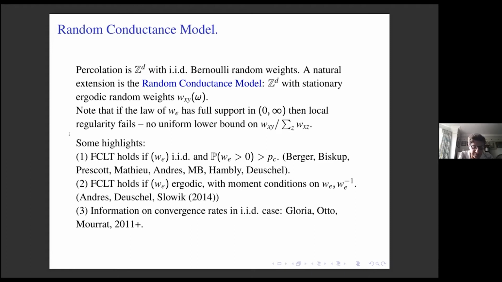Let me quickly mention some highlights of the work on the random conductance model. If the edge weights are IID and the probability that W_e is positive is strictly bigger than p_c, then we have a quenched functional central limit theorem. We also have a quenched functional central limit theorem if W_e is ergodic, under certain moment conditions on W_e and W_e to the minus one. That was the work of Andres, Deuschel, and Slowik using Moser-type methods. And then in the IID case, there's been a lot of progress on getting very good results on how quickly the convergence takes place. This is due to Gloria, Otto, Mourrat, and others from 2011 on.